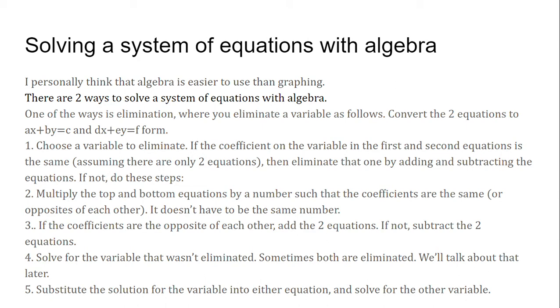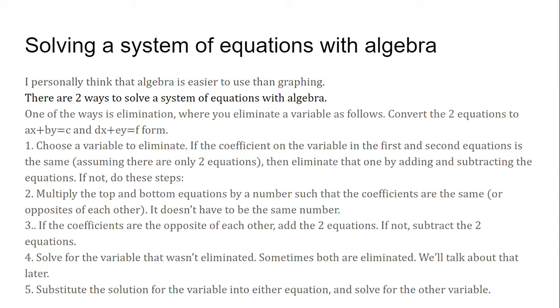If the coefficient on the variable in the first and second equations is the same, assuming there are only two equations, then eliminate that one by adding or subtracting the two equations. If not, do this. Multiply the top and bottom equations by a number such that the coefficients are the same, or opposites of each other. It doesn't have to be the same number, so you can multiply the first equation by 2 and the second by 3. If the coefficients are opposites of each other, add the two equations. If not, subtract the two equations.